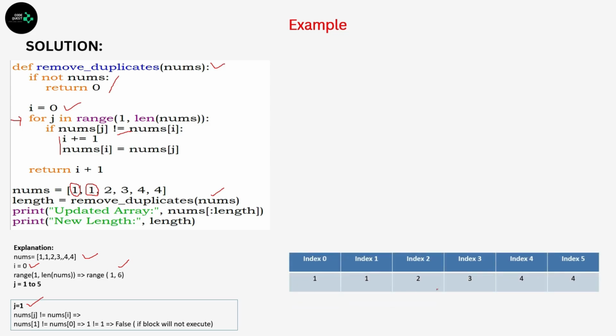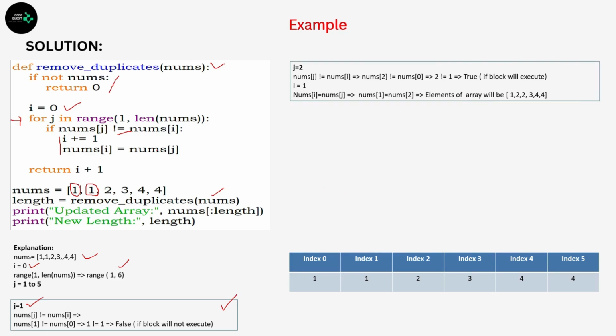So this is the status till the end of this first iteration when j is 1. Now when we take up the next value of j, that is j value 2, once again when I compare here nums of j not equal to nums of I, because I is still 0, right? So nums of j not equal to nums of I means I am checking nums of 2. So nums of 2 means this index 2 is being compared with the element at index 0. So that is 2 not equal to 1, it is true.